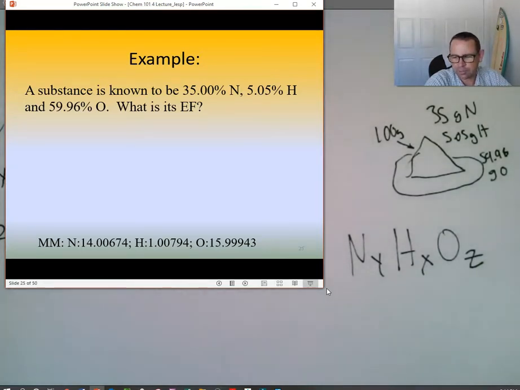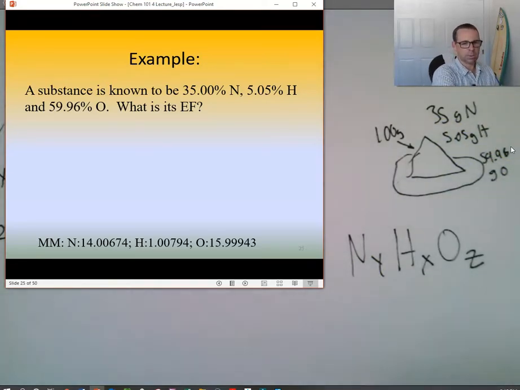Why can't I do that? Because that's percentage. This up here is mass, right? And down here, my empirical formula is an expression in terms of moles. But I can convert my 35 grams of nitrogen to moles, and my 5.05 grams of hydrogen to moles, and my 59.96 grams of oxygen.